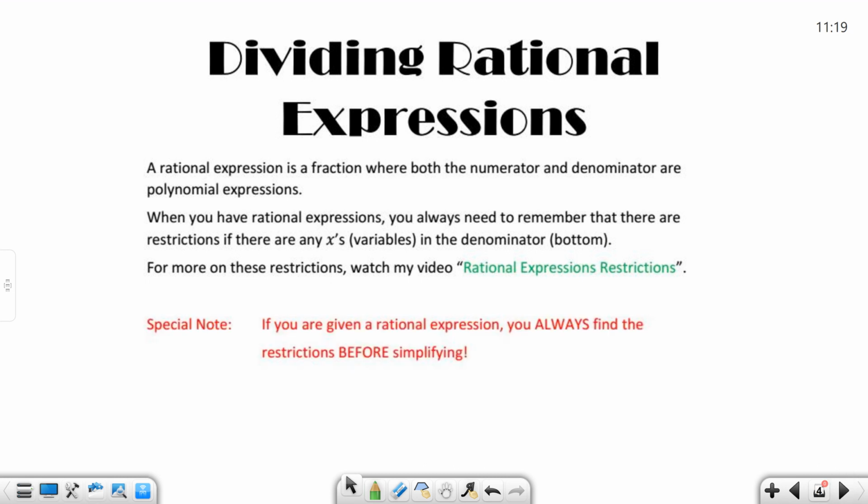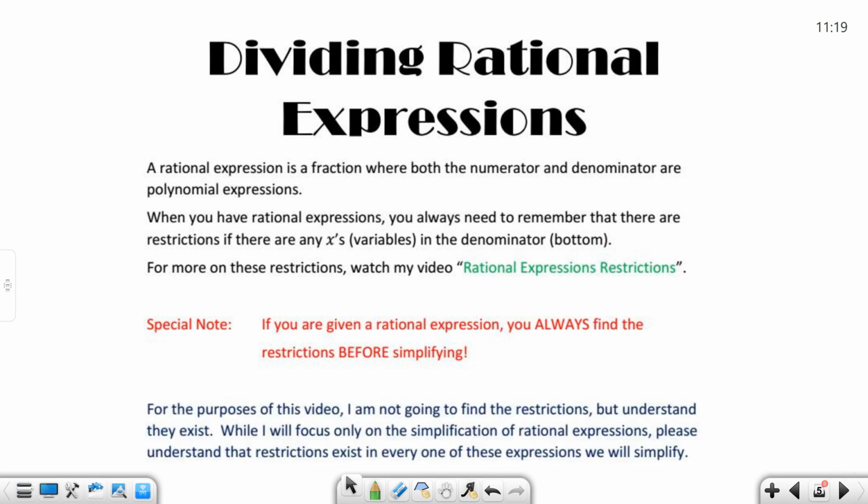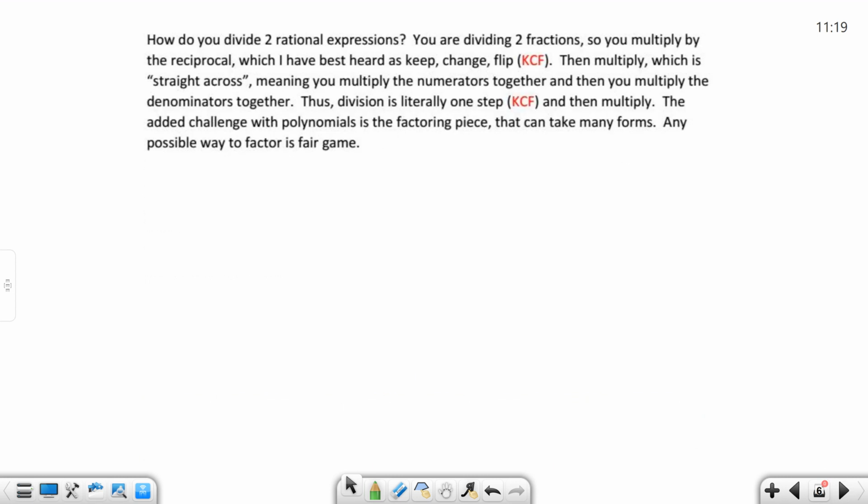Special note: if you are given a rational expression, you always find the restrictions before you simplify. That goes for before you divide and add, whatever you're doing. This one we're dividing, but whether you multiply, add, subtract, or just simply simplify, you find the restrictions first. For the purposes of this video, I'm not going to find the restrictions, but understand that they exist. While I focus only on the simplification of the rational expressions, please understand that restrictions exist on every one of these that I'm going to simplify.